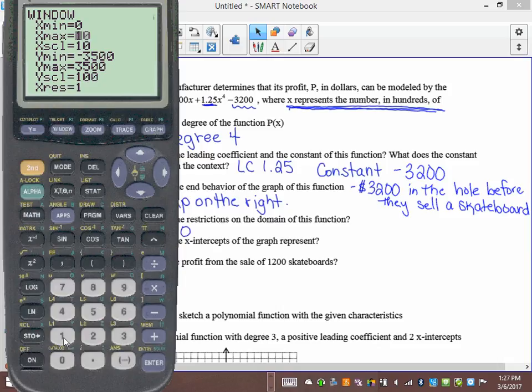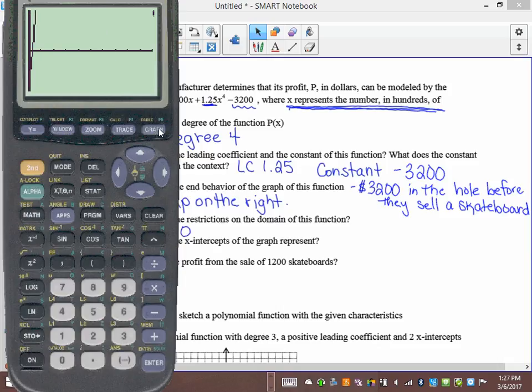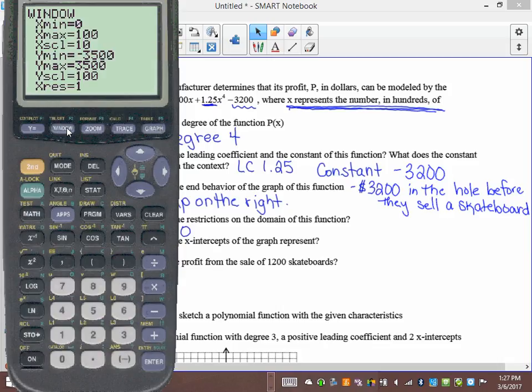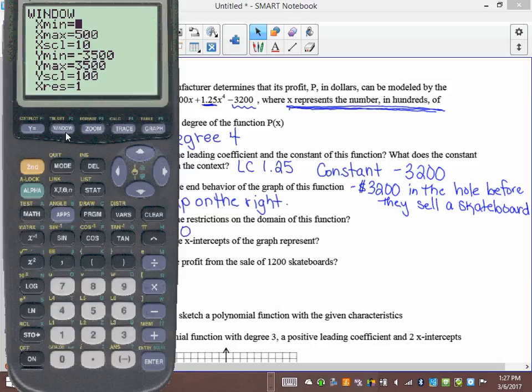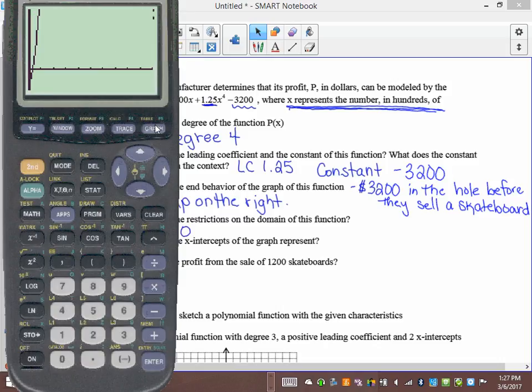I'm going to make this be 100 just to see if I can see where my x-intercept comes back. Back to 100. Okay, and I'm going to make this be 10,000 just to see.